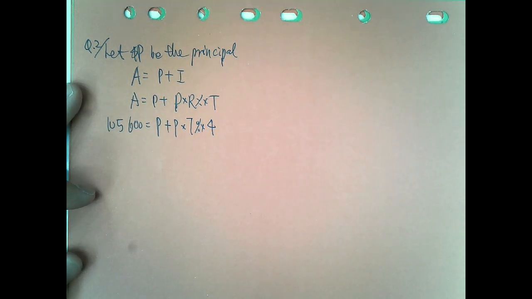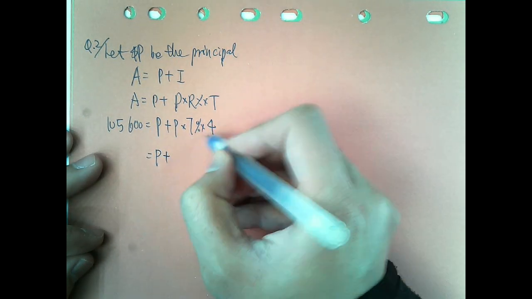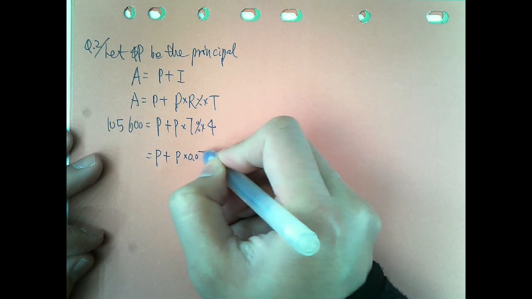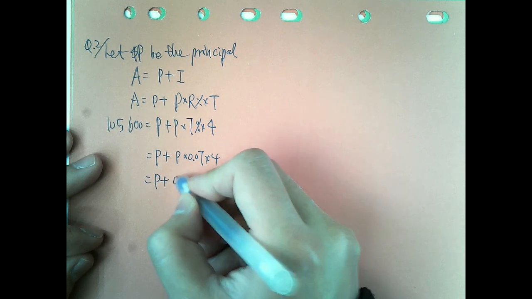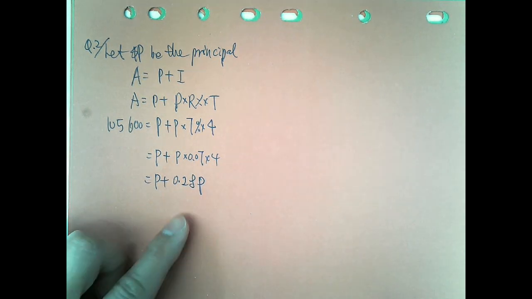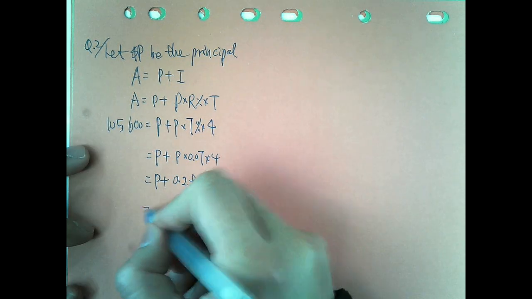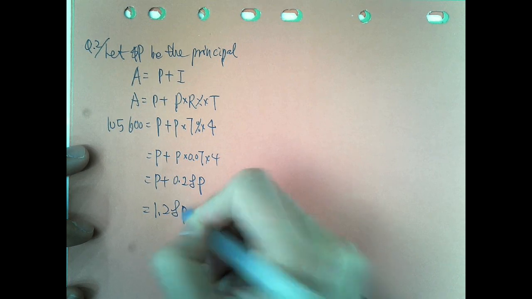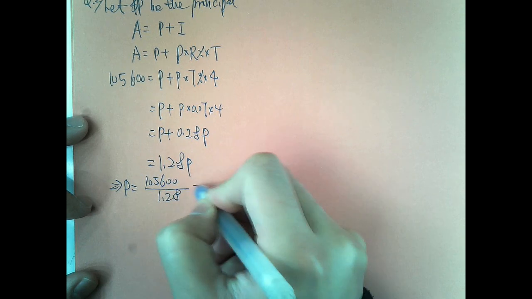Understand? So how to calculate the P? You have to calculate this side first. So keep this P. Here, it is actually 0.07 times 4. Understand? And then P plus, then go to your calculator. It should be like this. 0.28. This is 1P plus 0.28P. It becomes 1.28P. Understand? And then divide both sides by 1.28. Then you get the answer.